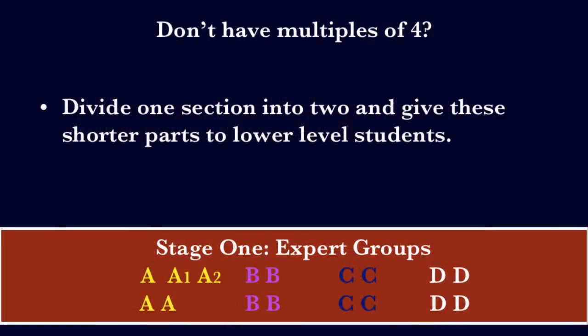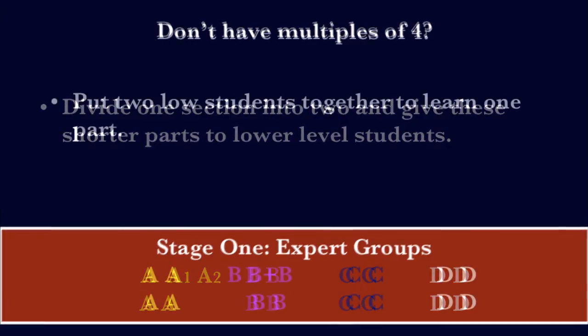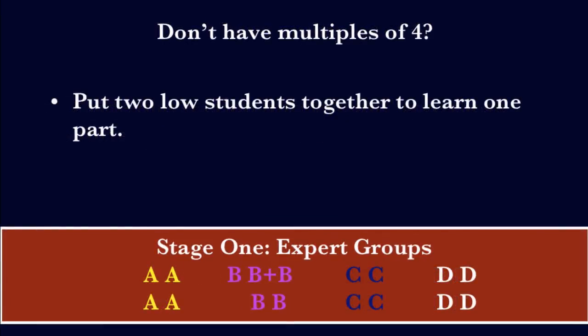Another alternative is to divide one section into 2 and give these shorter parts to lower level students. Those students will stay together throughout the lesson. This is a great way to deal with a multi-level class where you have some students who might be unable to memorize the length of text the rest of the class can handle. Alternatively, you could put 2 lower students together to learn one part. This is a great way to deal with a new student not yet familiar with your classroom routines.